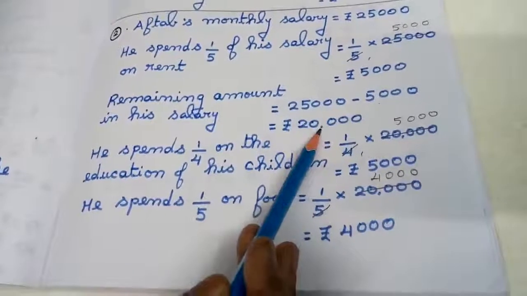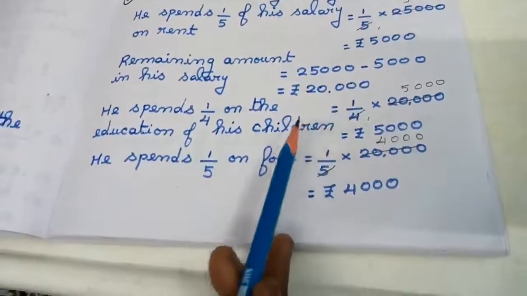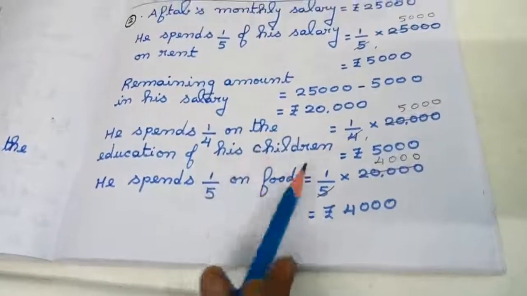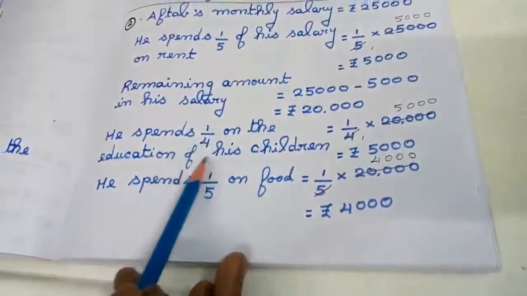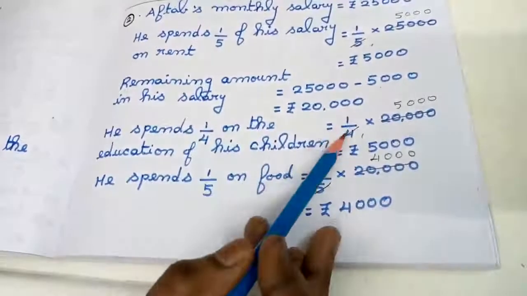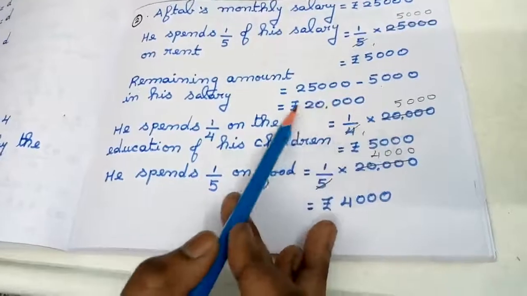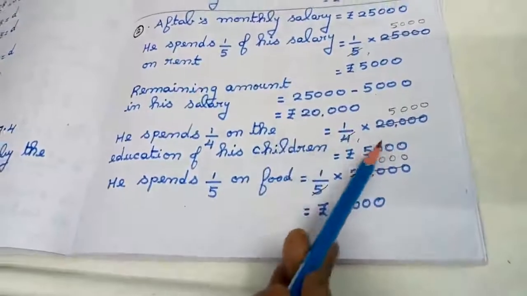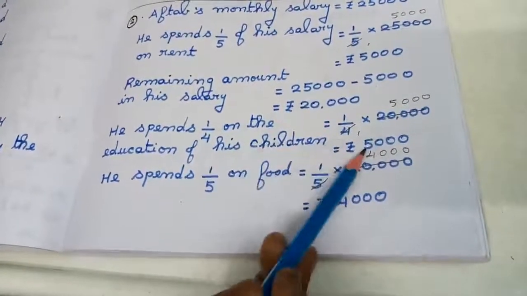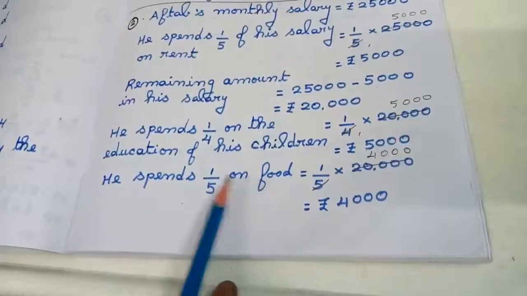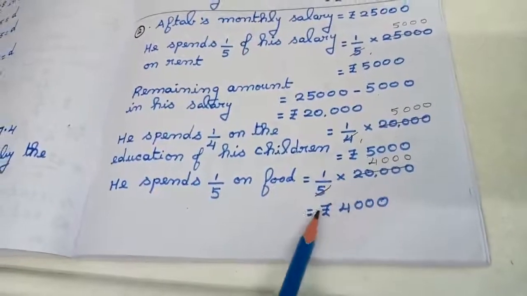Out of this, he is spending for his child's education and food. That is 1 by 4 on the education of his children, means 1 by 4 into 20,000. So from the remaining amount I am going to calculate. For education he is spending 5,000, and for food 1 by 5 into 20,000, he is spending 4,000.